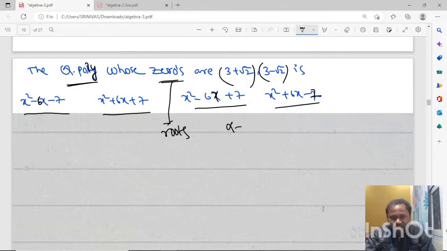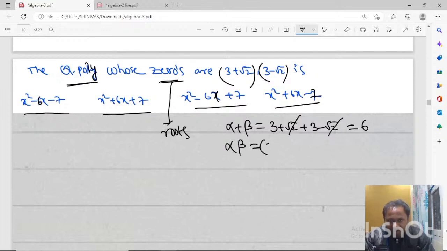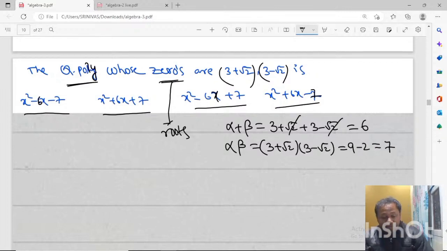Zeros means roots. Sum of the roots means 3 plus root 2 plus 3 minus root 2. Here plus root 2 minus root 2 cancel, 6. Okay. Product of the roots, alpha beta, 3 plus root 2 into 3 minus root 2. How much? 9 minus 2 is nothing but 7. So both should be positive. Here 6 by 1, minus 7 by 1. It is not. Second option, minus 6 by 1, 7 by 1. This is also not. Third option.